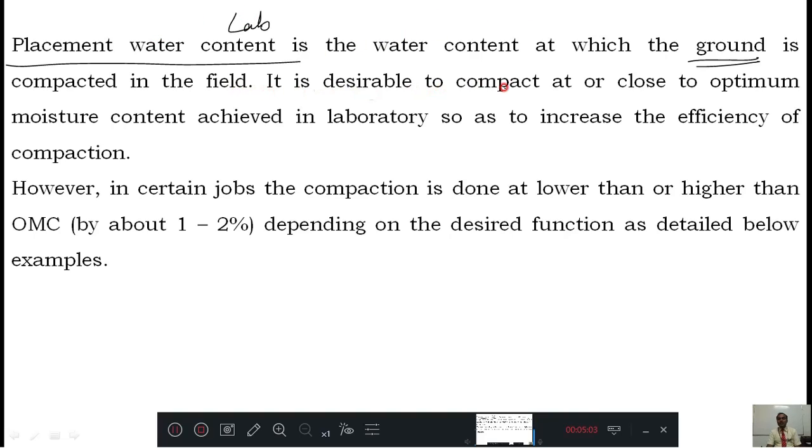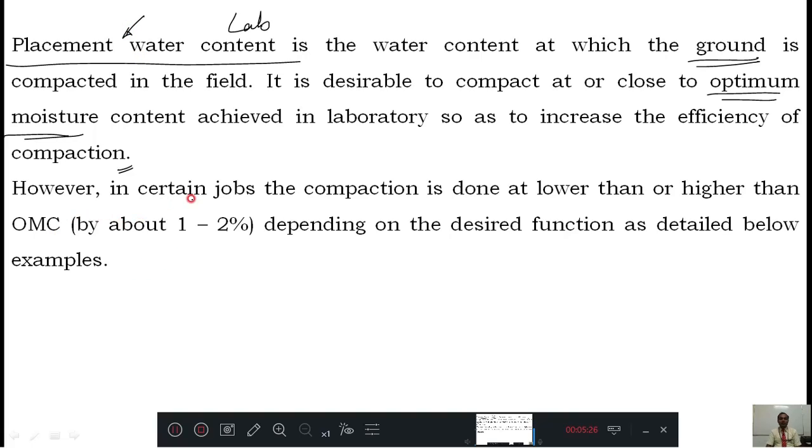It is desirable to compact at or close to the optimum moisture content achieved in the laboratory, so as to increase the efficiency of the compaction. Therefore, whatever optimum moisture content, OMC, you observed in the laboratory, that much only water you need to put in the ground.